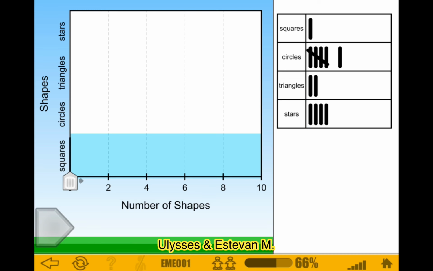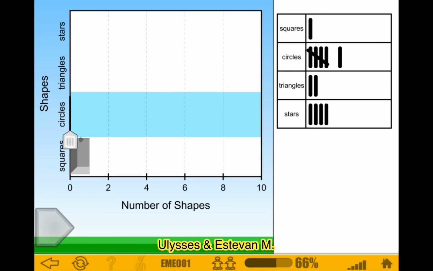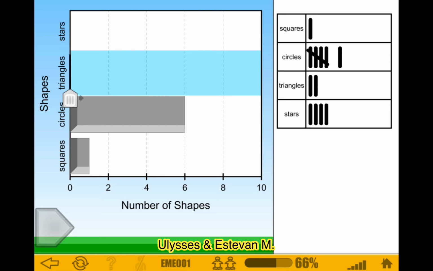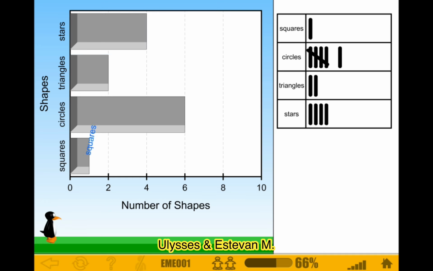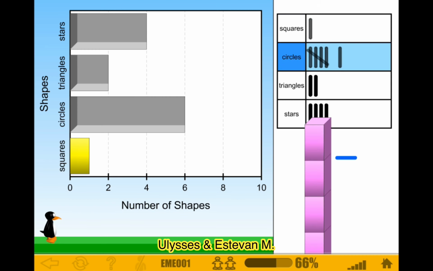Okay. 1 square. And circles, 6. And triangles, 2. And the stars, 4. This equals 7, which is 9. 9 plus 4 equals 13.